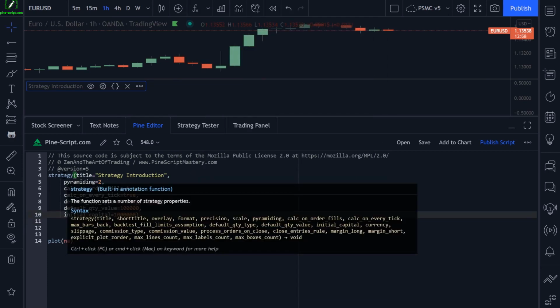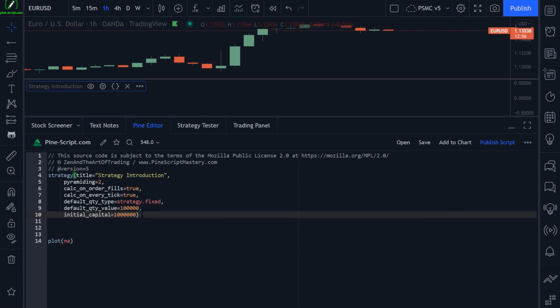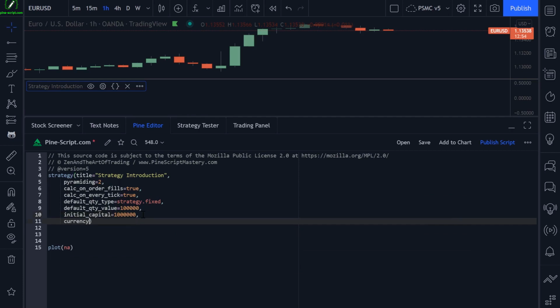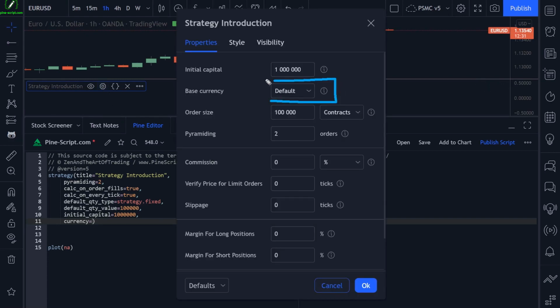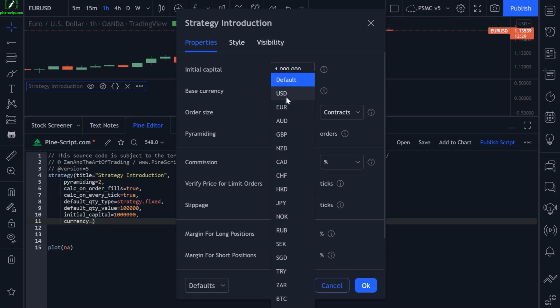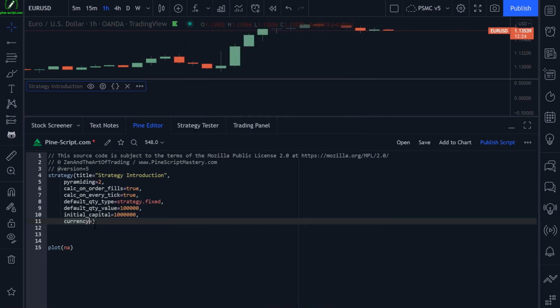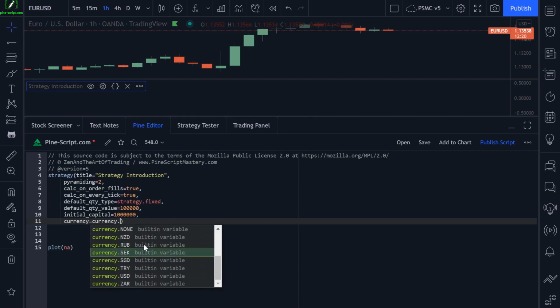Moving on, we then have currency. That's the base currency of your strategy, I believe. By default, it's set to default, which is, I guess, the quote currency or the main currency of the market you've loaded. Let's check that. Open up the settings menu. Base currency is set to default. We can set this to any of these currencies here by changing the currency parameter to currency. and pressing Control plus space. Here is a list of currencies we can choose from.